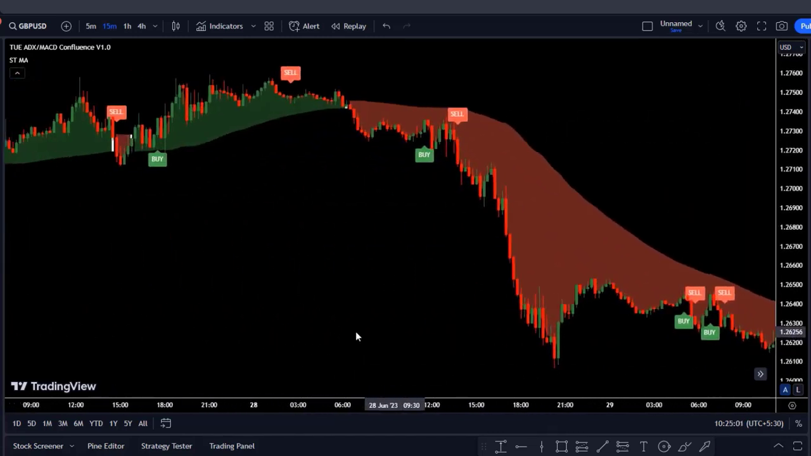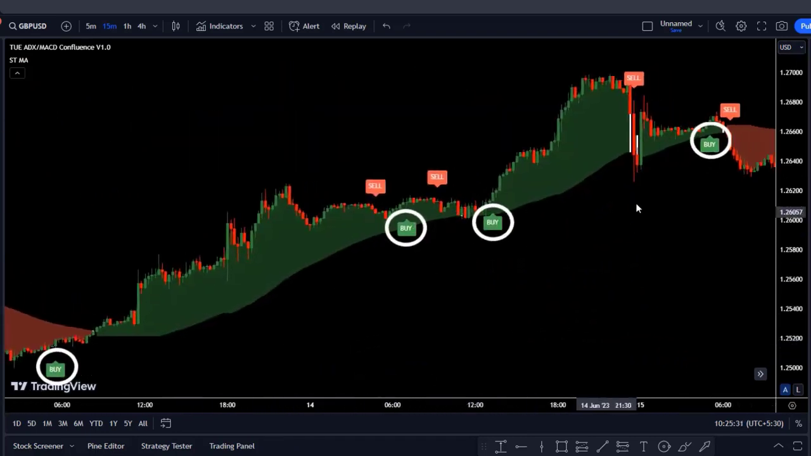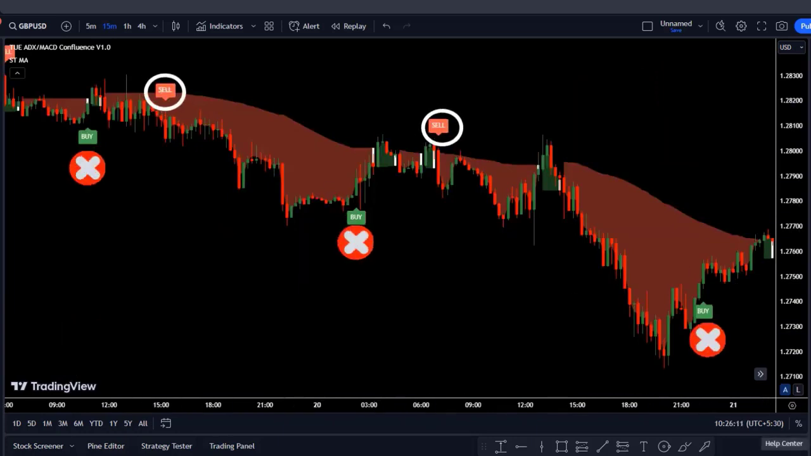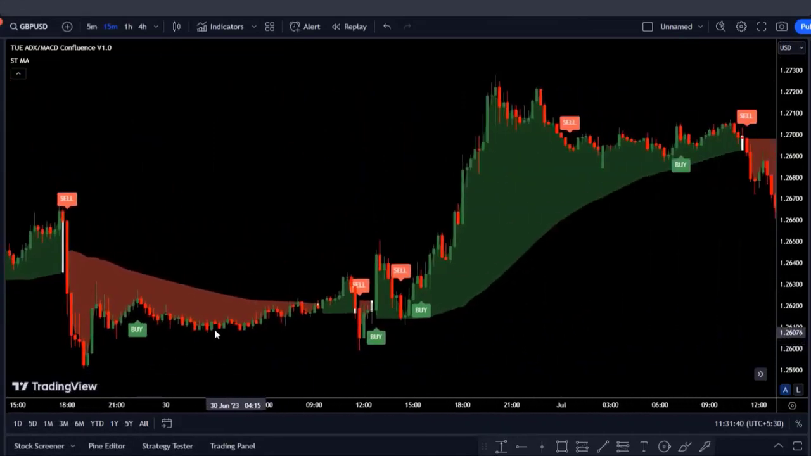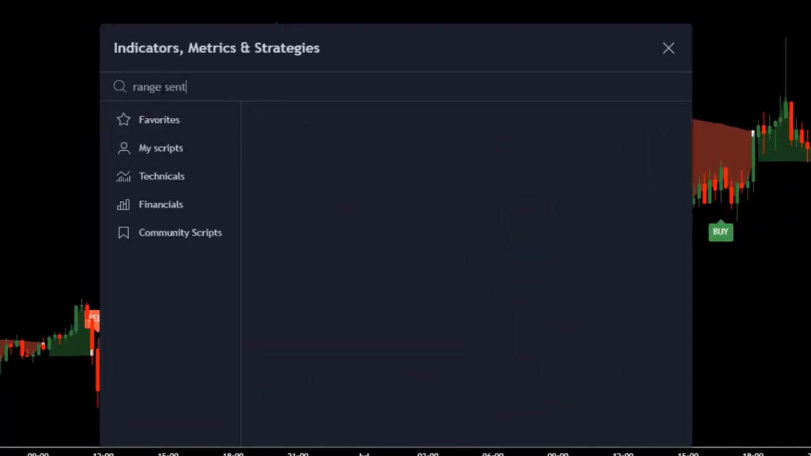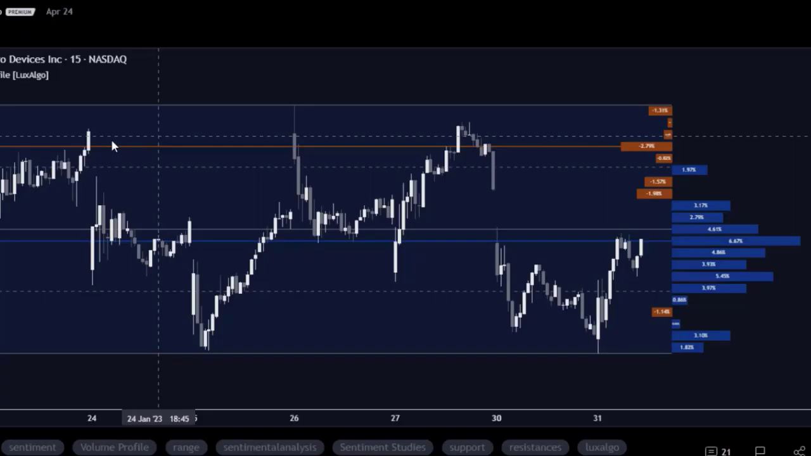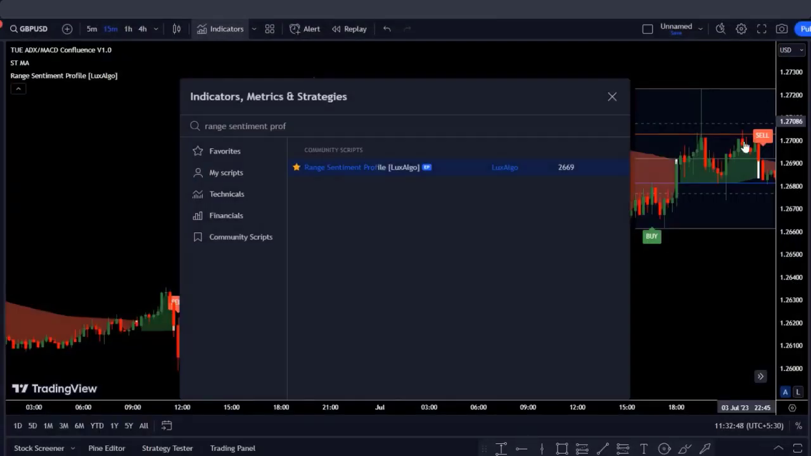To filter out false signals, we'll use the Super Trend indicator. If it's green, we'll ignore sell signals. If it's red, we'll ignore buy signals. And finally, let me present to you one of the most advanced indicators I've come across on TradingView. Let's head over to the Indicators tab and search for the Range Sentiment Profile. This powerful tool will provide valuable insights into market sentiment within specific price ranges.